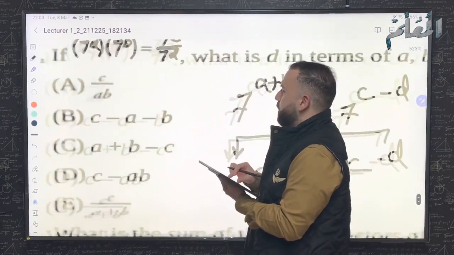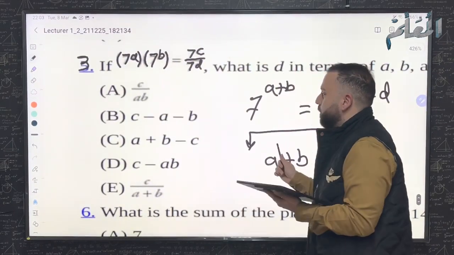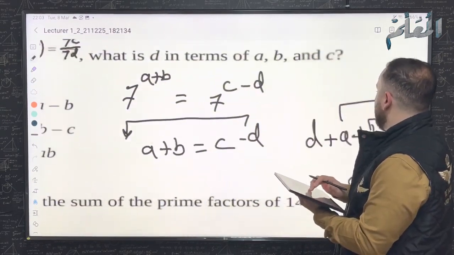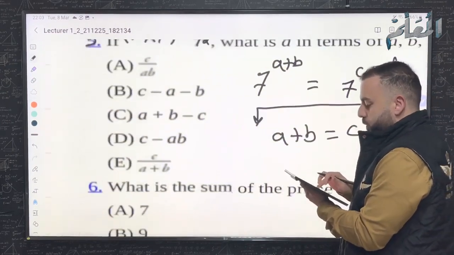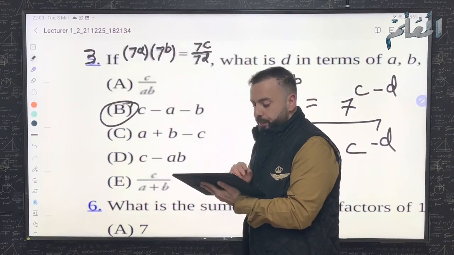So in this case, guys, the multiple choice that suits what I'm saying: we said d equals c minus a minus b. So it is c minus a minus b, the choice is b.